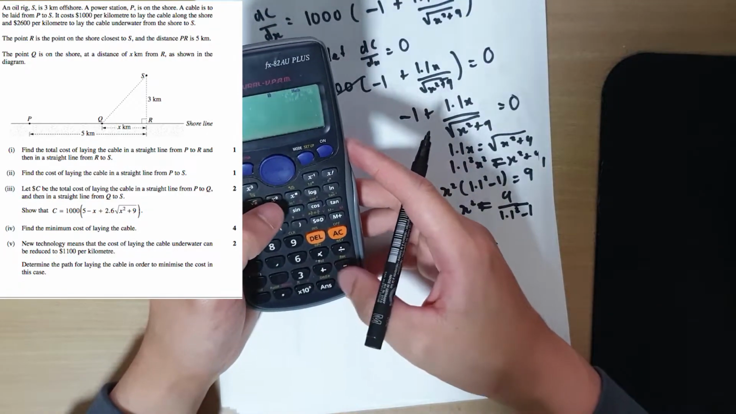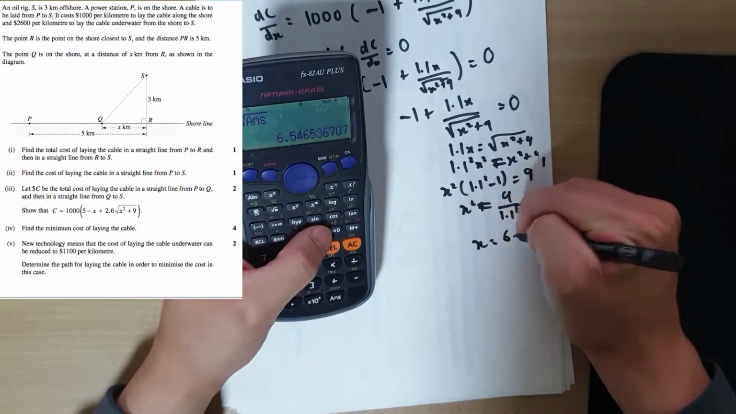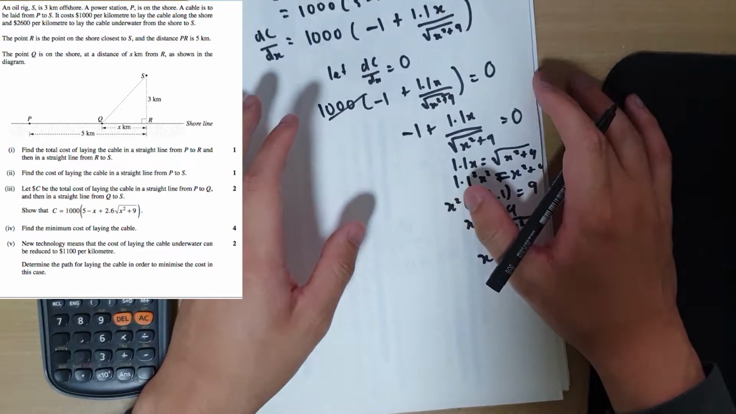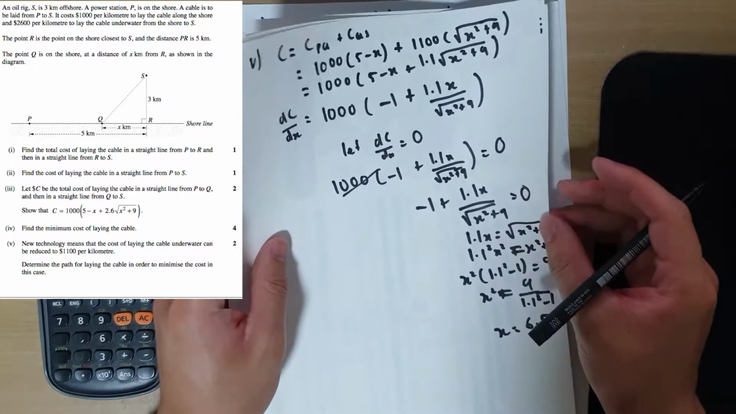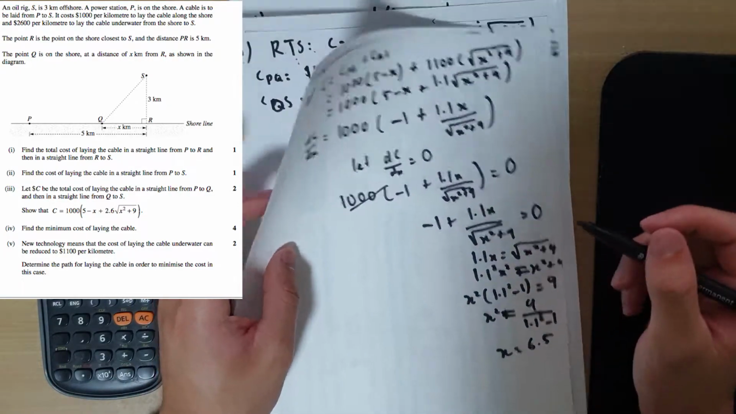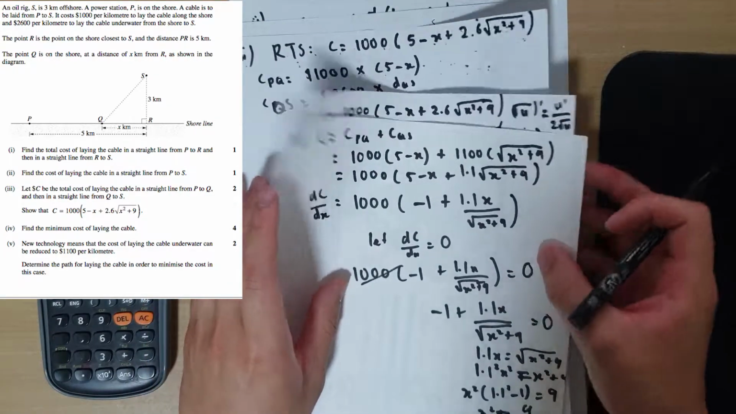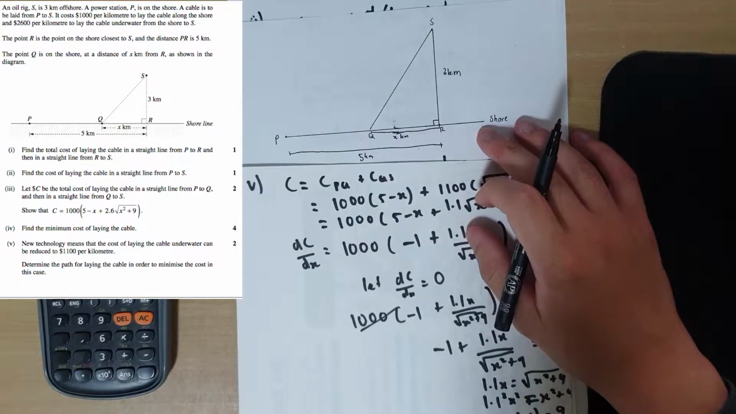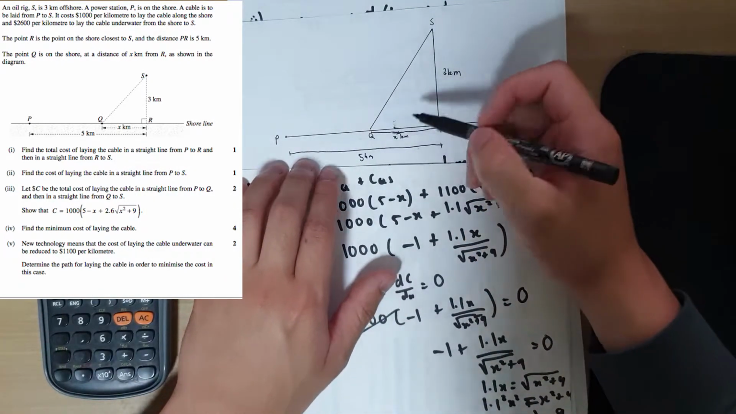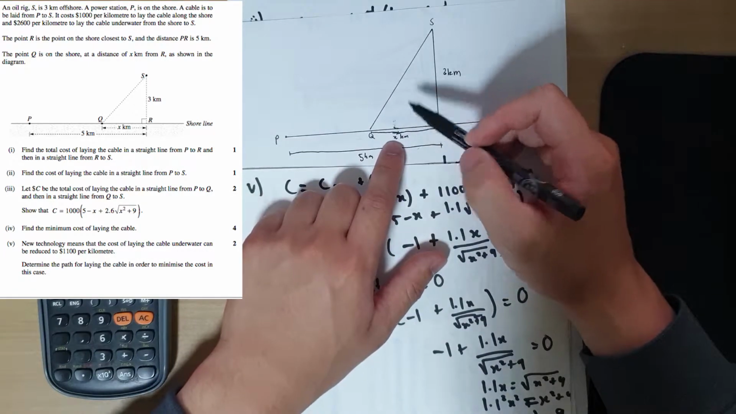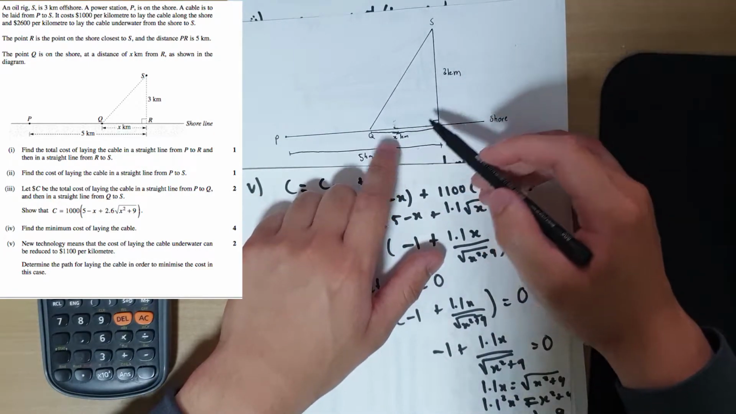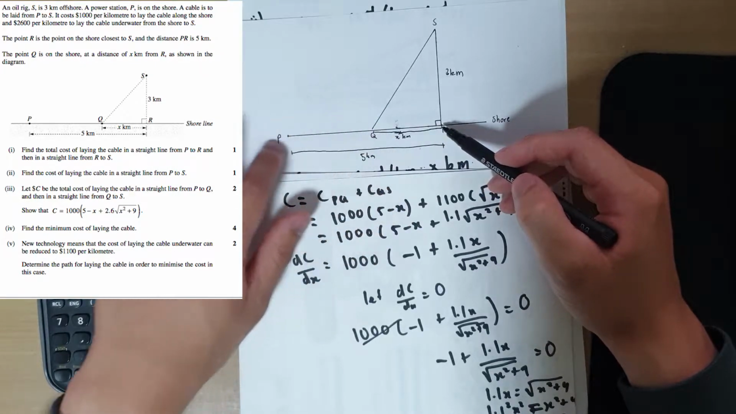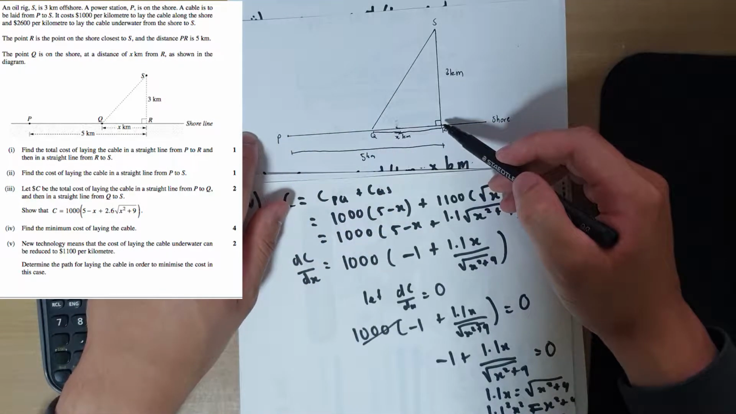Square root that, 6.5. But wait a minute. Let's take a step back for a second. 6.5 is the distance required such that our costs are minimized. So actually, when we look at x here on the diagram, x can't be 6.5. Do you know why? Because this distance here is 5 kilometers already. If x was 6.5, this distance would be all the way out here, and that's not possible.